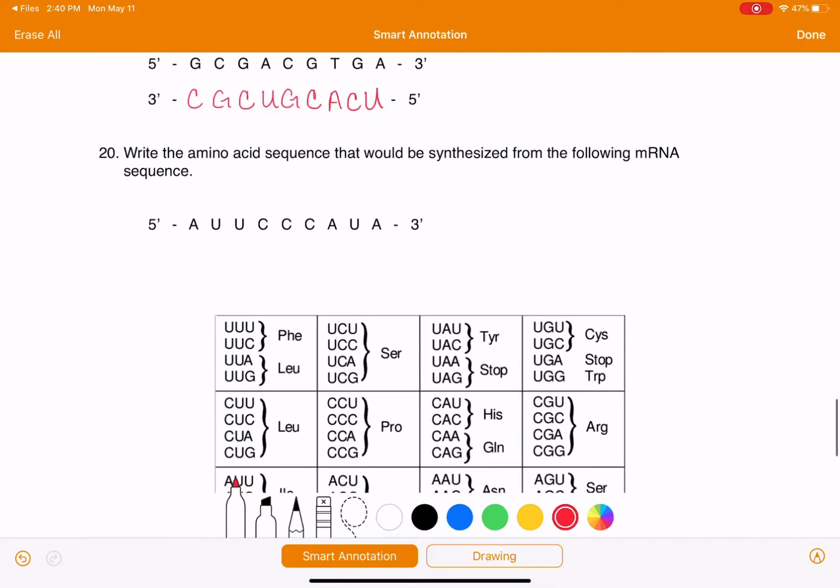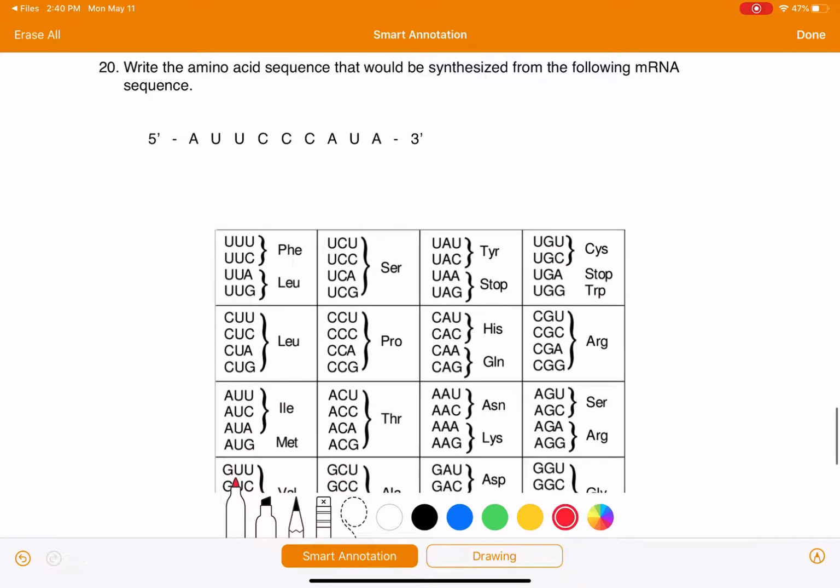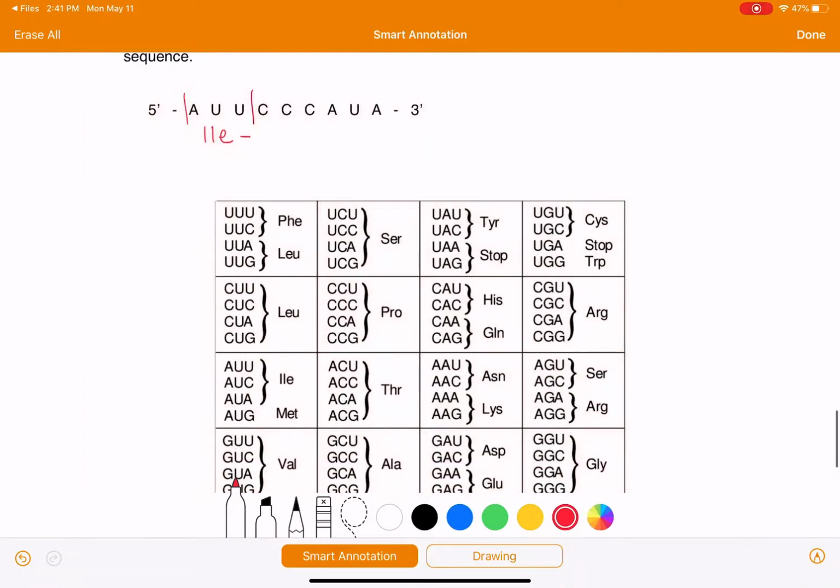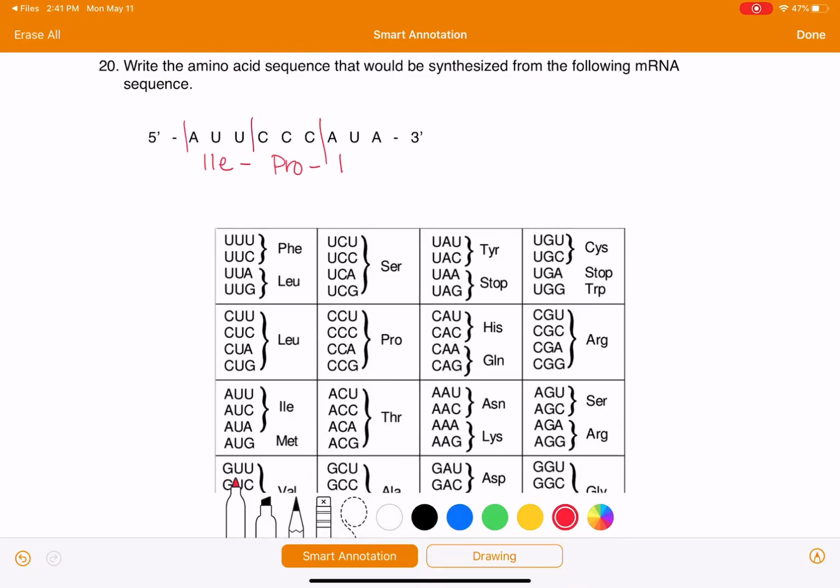Write the amino acid sequence that would be synthesized from the following mRNA. So the first 3, AUU, is ILE. The second one, CCC, is PRO. And the last one, AUA, is also ILE.